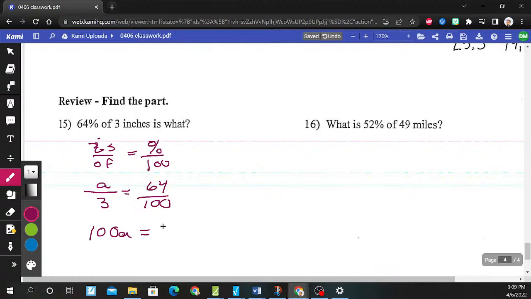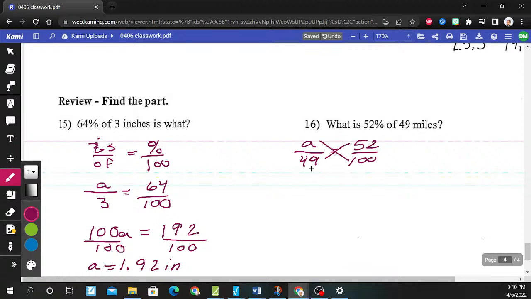Over here we have, again, is over of. Well, we don't know the is, so that's part. 49 is the of, equals 52% over 100. Cross multiply. 49 times 52, I can't do that in my head right now, so I'm not going to try. That's 2,548. And that equals 100A. Divide both sides by 100. And that gives us 25.48 miles.